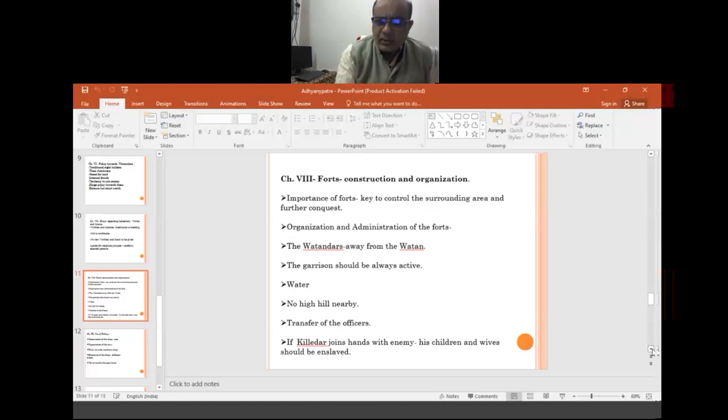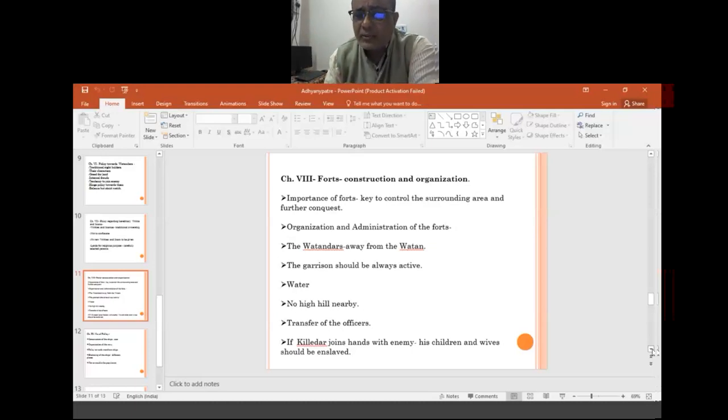Organization and administration of the forts: surrounding that area there will be agricultural land, and there will be certain Vatandars who were hereditary tax collectors and administrators. If you employ these Vatandars in the same fort in their own area, that is very risky, because once you have a fort in your hand, you are in a position to defend yourself for a longer period, and you also have land. Then the Vatandar will have a tendency to become independent and not listen to the king. So if the Vatandar is to be kept in service, he should be employed far away from his place, in some other fort, and the area of his fort should be given into the hands of some other Kiledar.